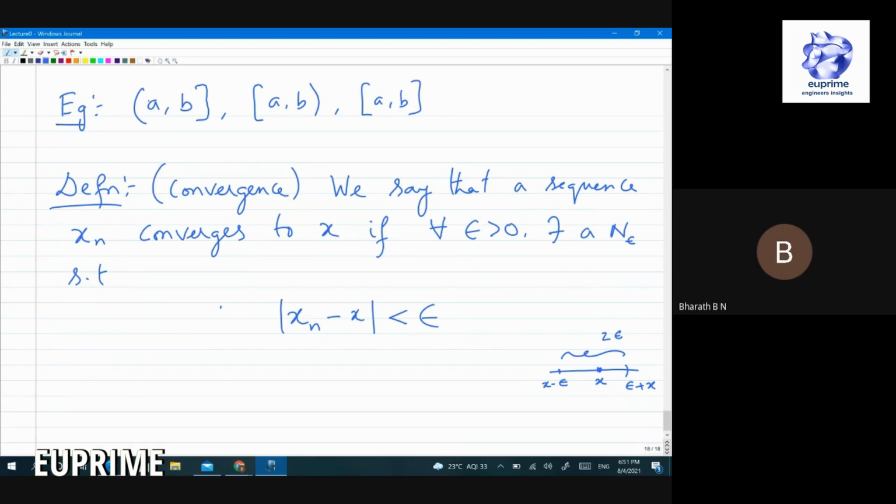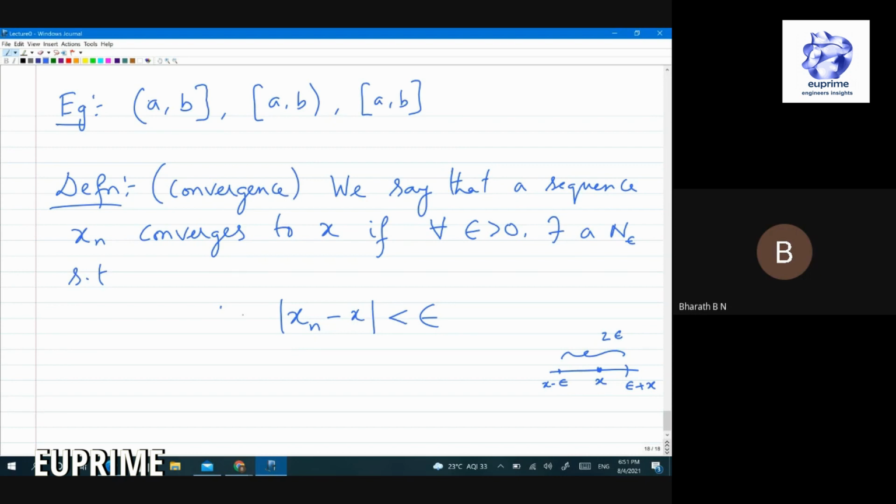Any questions? I've written the epsilon room here, that's all. In fact, 2 epsilon room, okay? So now the moment I say this, I'm saying xn has entered the 2 epsilon room, right? So when will this enter? And it will remain there, right? It will remain in the 2 epsilon room forever.